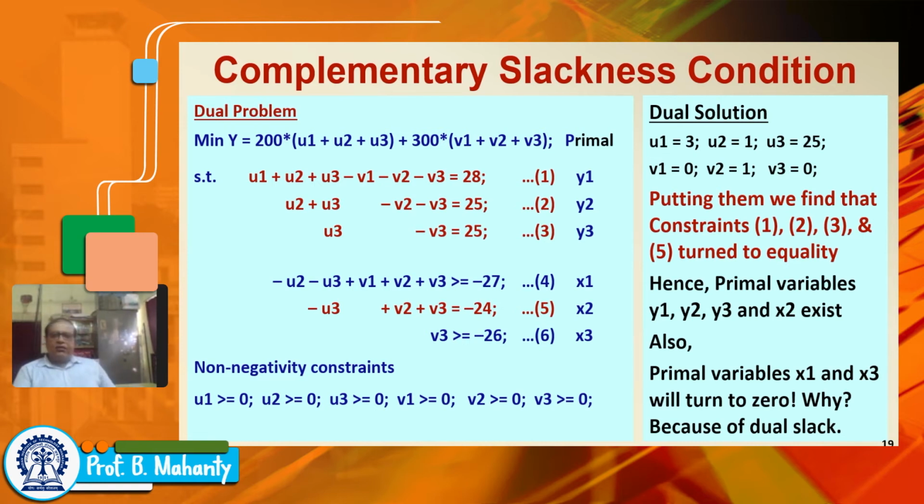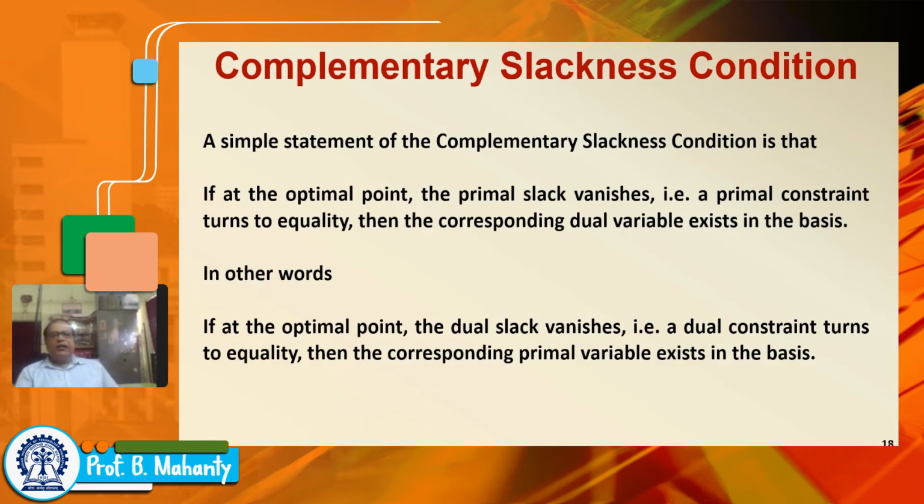See, the complementary slackness condition states that at the optimal point, the primal slack into the corresponding dual variable, or the dual slack into the corresponding primal variable, equals 0. So you must remember that equation. The equation is very simple: primal slack multiplied by corresponding dual variable equals 0. So if primal slack does not vanish, if primal slack exists, that means there is a value, then the corresponding dual variable will become 0. That is one case. And if the primal slack becomes 0, then the dual variable will have a value.